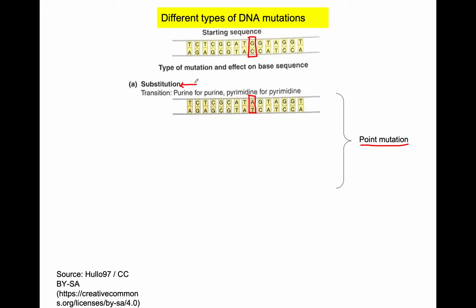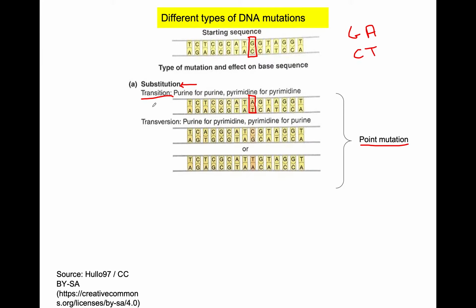Before we go into the details, let me remind you that a G and an A are purines, and a C and a T are pyrimidines. If you replace a purine with a purine or a pyrimidine with a pyrimidine, we call this a transition. So a change of a purine for a purine, or substituting a pyrimidine for a pyrimidine, that's called a transition. Then we have transversion, which is when you change a purine and replace it with a pyrimidine.